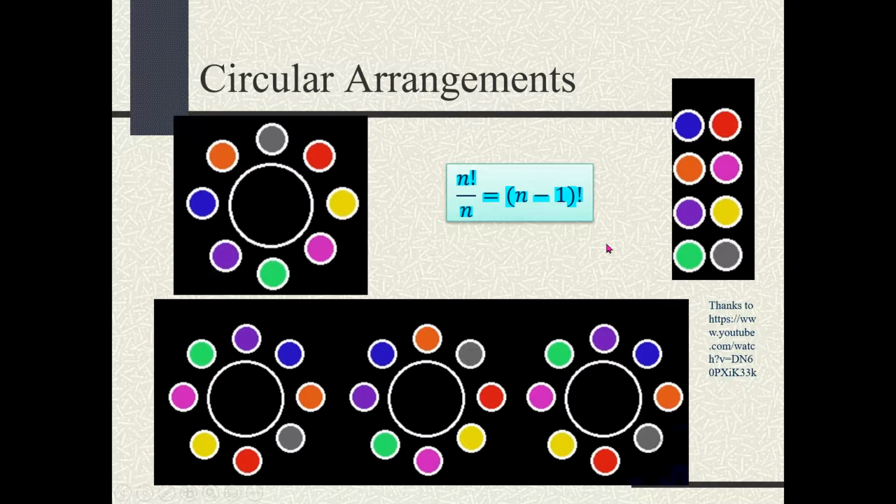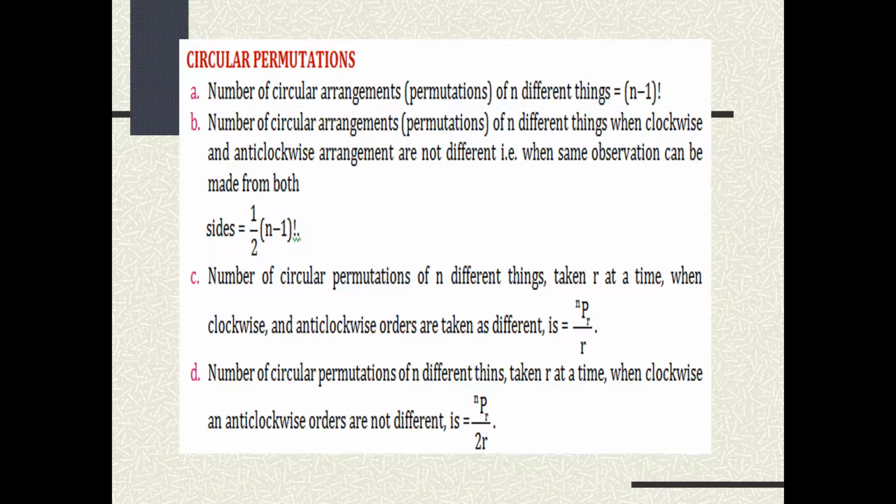So whenever we have to arrange things in a circular manner, the answer will be n minus 1 factorial. So the number of circular arrangements of n different things is n minus 1 factorial. But when clockwise and anti-clockwise arrangements are not different, that is, no matter whether a particular sequence is followed in clockwise or anti-clockwise rotation, we are going to further deflate n minus 1 factorial by 2, because then the possibilities will be further reduced, since clockwise and anti-clockwise will be considered the same.